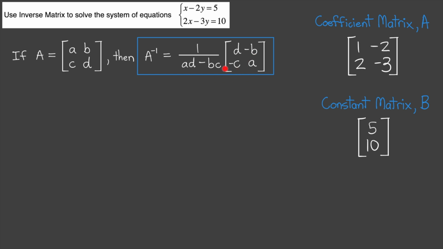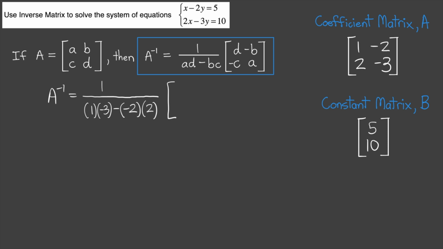All right, so let's go ahead and apply that to this problem here. So I'll go ahead and write. So our A inverse is going to equal 1 over, and then AD minus BC. So it's going to be 1 times negative 3 minus, and then BC. So B is negative 2, and C is 2. All right, so there is our fraction out front.